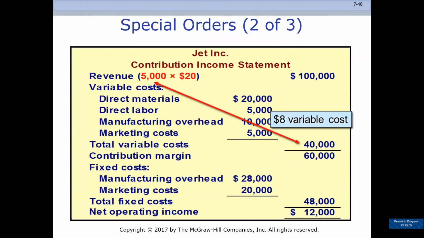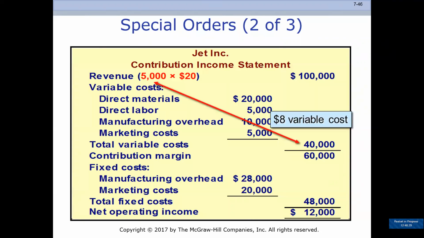So what do we have? Revenue, 5,000 units at 20. This is under the contribution format approach. Then you have direct materials, direct labor, manufacturing overhead, and so forth. So 40,000 divided by 5,000. That's your $8 variable cost. All other things being equal, if you can sell it for 10 and it only costs you 8, you should take the order because you're making $2 on every unit times 5,000 units is $10,000. Unless there's something else going on.